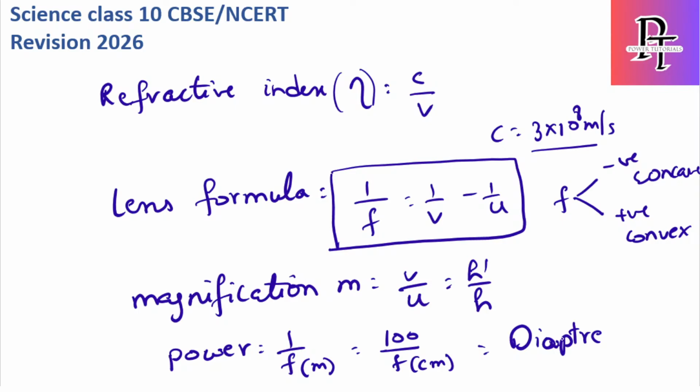So diopter, all the formulas for the light chapter have been done. Now we're moving to the electricity chapter. If you want questions related to this, I have already covered light reflection and refraction in detail on my channel, and also covered a few sample paper questions related to lenses. You can check those if you want practice questions.